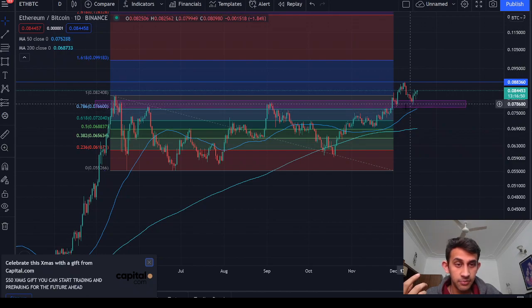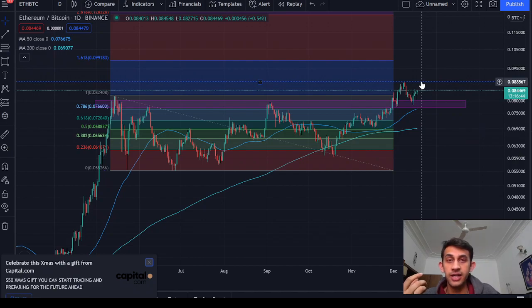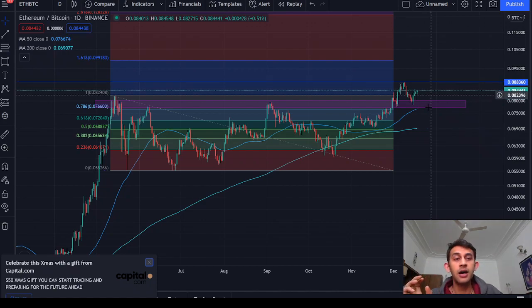We see that there is more support coming in from the 50-day EMA. So if we take a dip after reaching the previous rejection point, which is the 0.08, after we get rejected from 0.08, we can see a dip. And then we will be caught on by the 50-day moving average.